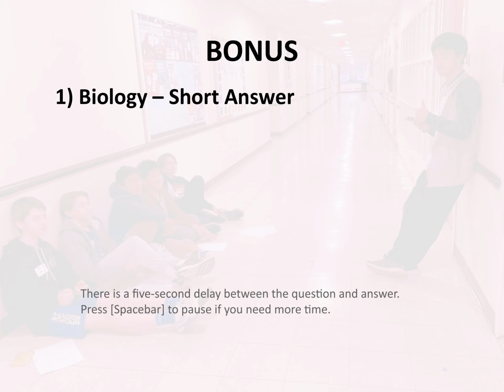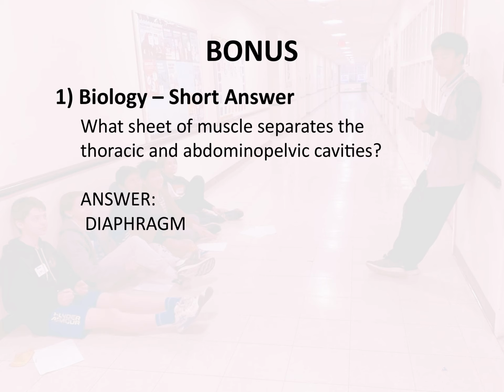Bonus 1. Biology, short answer. What sheet of muscle separates the thoracic and abdominopelvic cavities? Answer. Diaphragm.